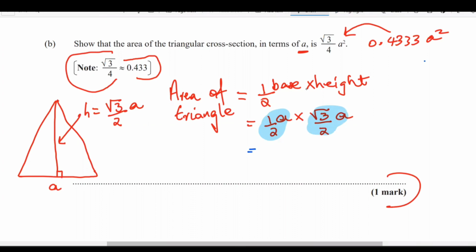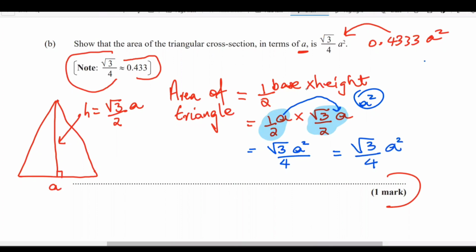At the top, you're looking at A times A. So you'll have the root of 3 with A squared at the top, because when this A is multiplied by that A, you end up with A squared. At the bottom, you have 2 times 2. There is your 4. This is all they ask us to show: that you will get the root of 3 over 4 beside A squared.